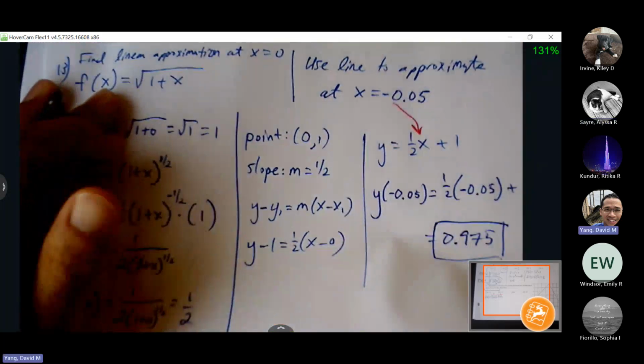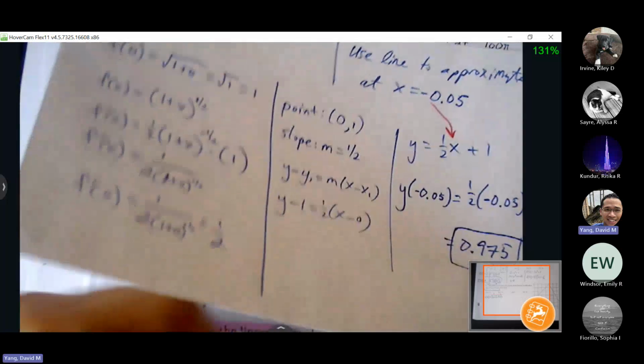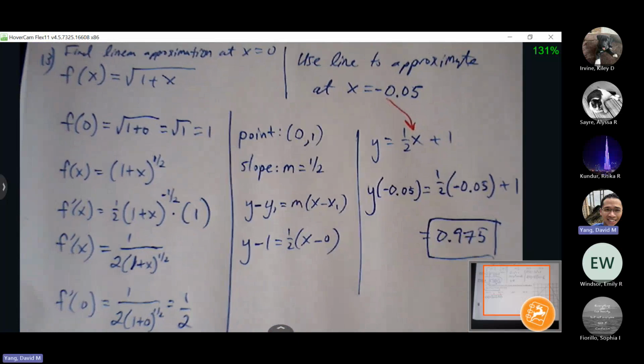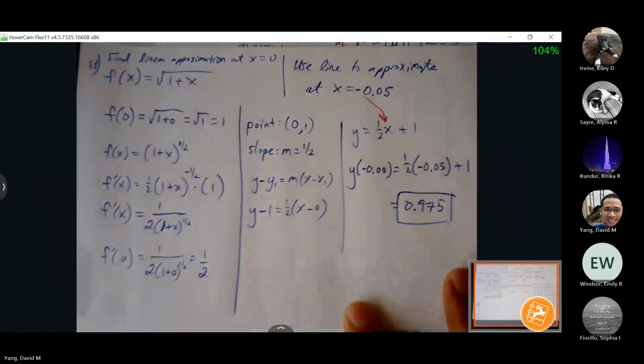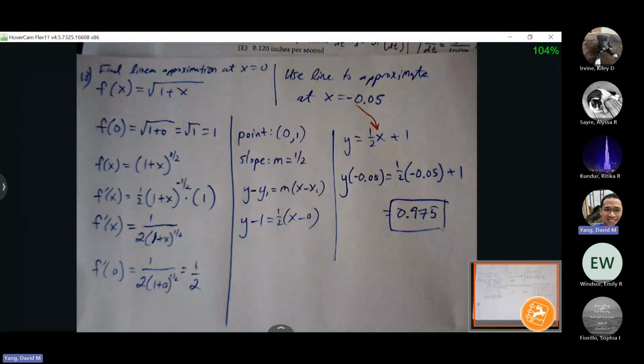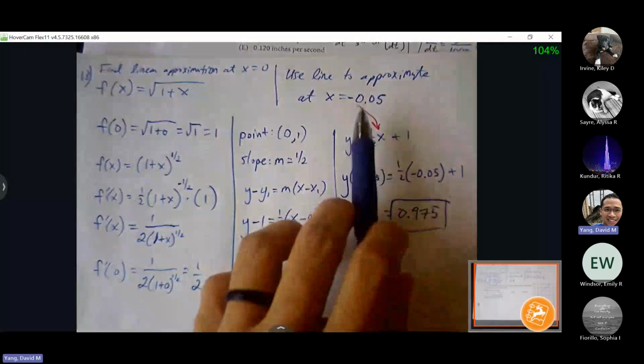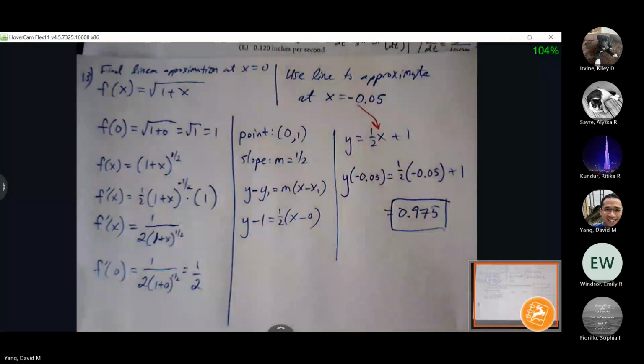Sorry, my key is wrong because I was working a different problem, but it would also be worded more straightforwardly, like this, where you're given a clear location to build your tangent line, and then you're given a clear decimal to plug in.